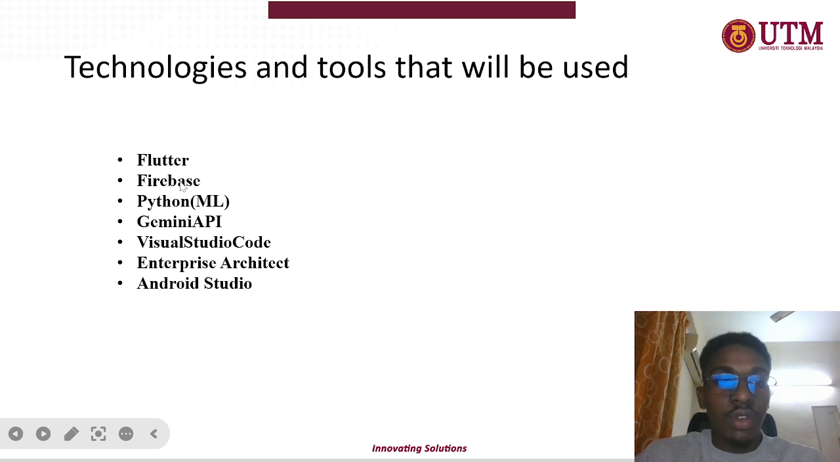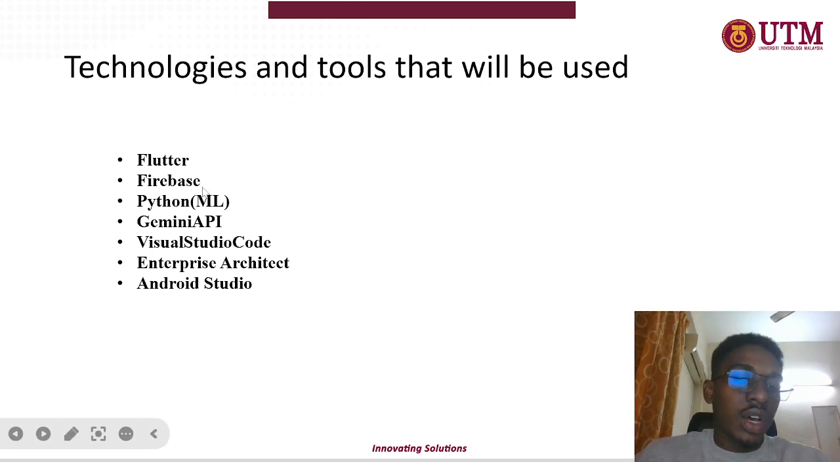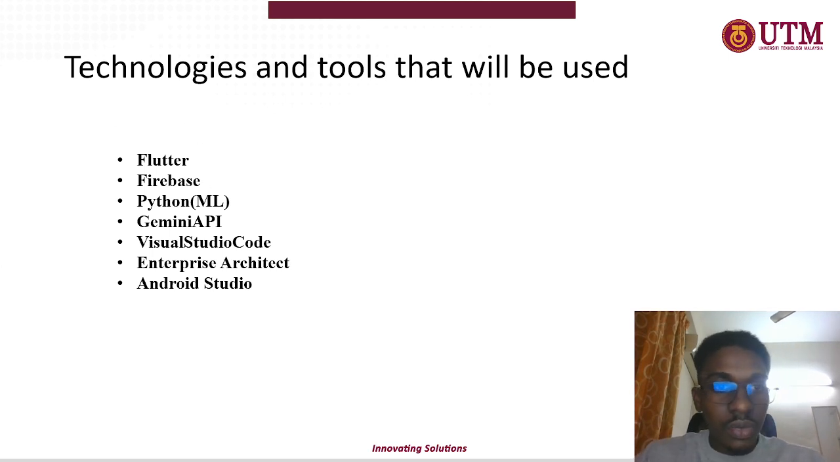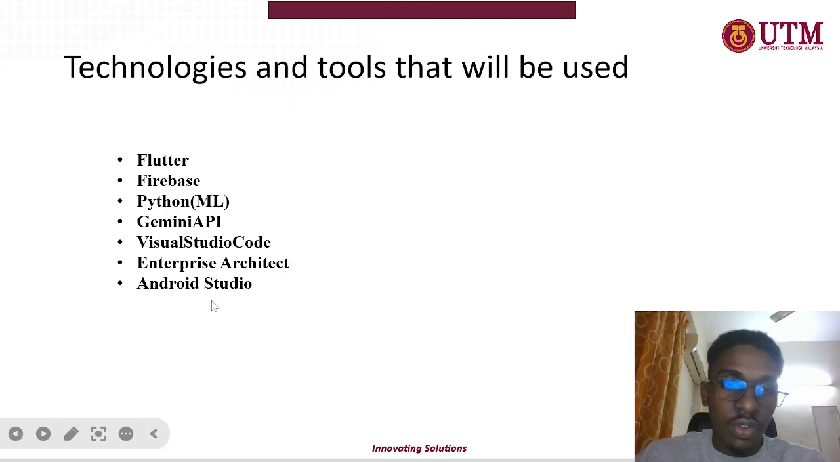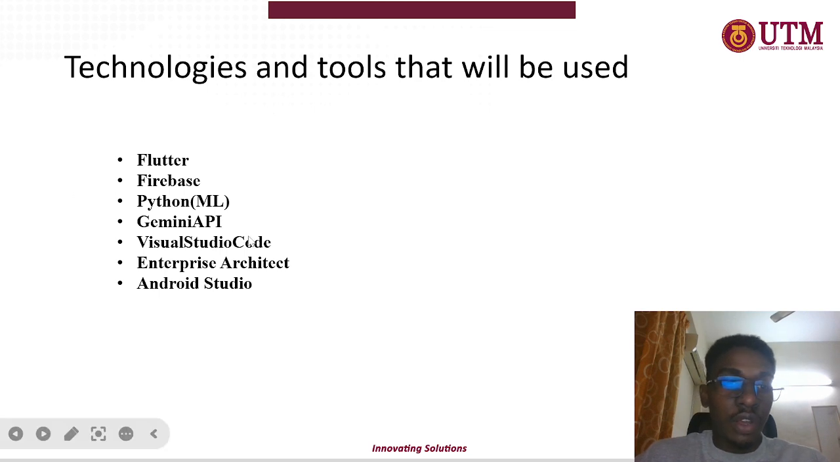And then Firebase will be used as the back end and database because Firebase is a backend-as-a-service framework. So Firebase will be used to develop the backend of the system. Python will be used to develop the machine learning component of the system, because Python has many libraries that are made for machine learning.